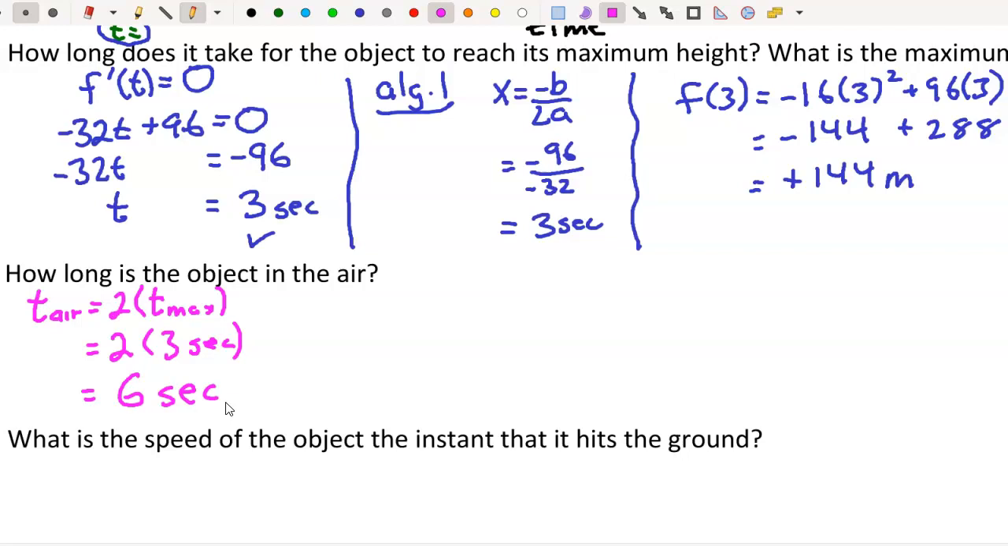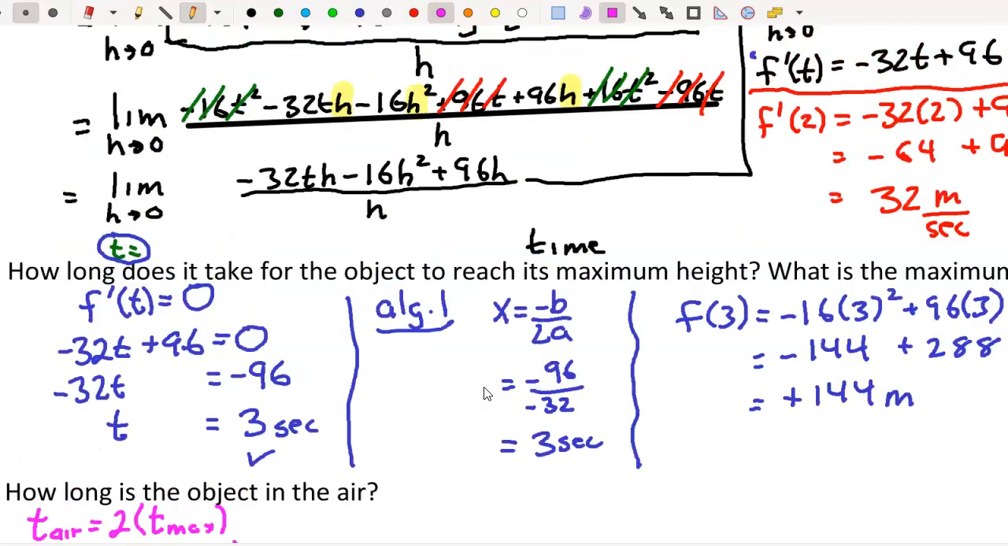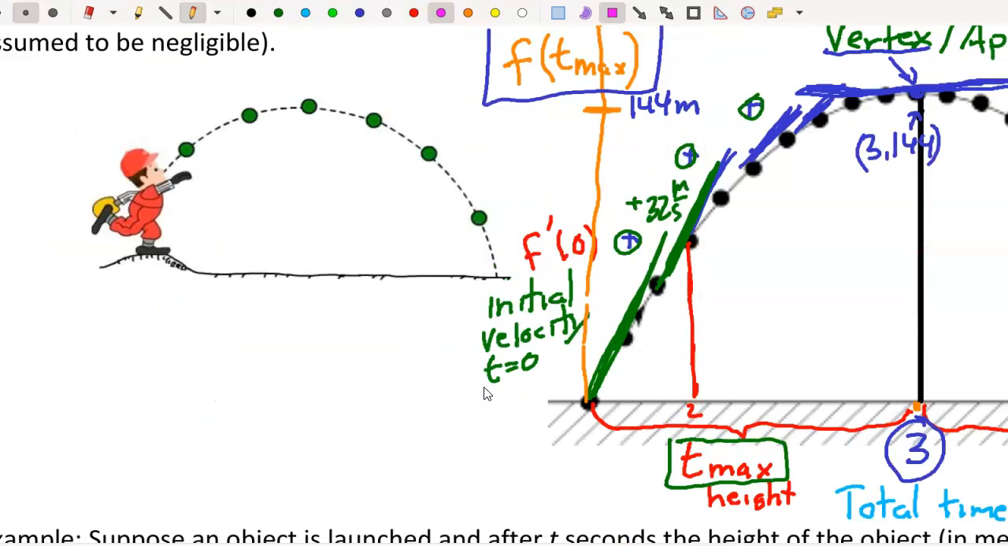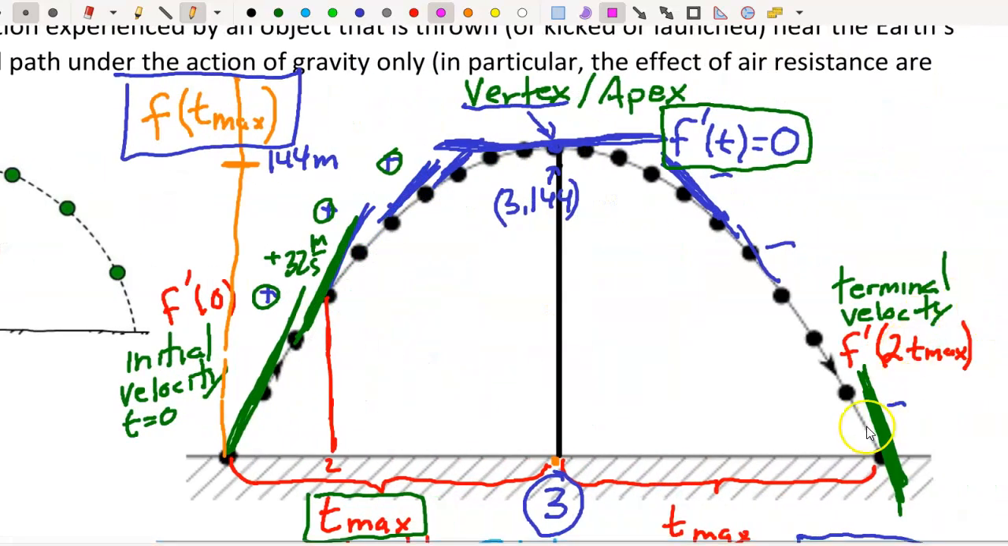Okay. And lastly, what is the speed of the object the instant it hits the ground? Right? So that's going back down. Is this answer going to be positive or negative? Go back to the graph. Remember, speed and slope are the same thing. So what's the slope when we hit the ground? Negative, right? So this whole downward, these are all negative because they're all going down, right? So we expect a negative answer.